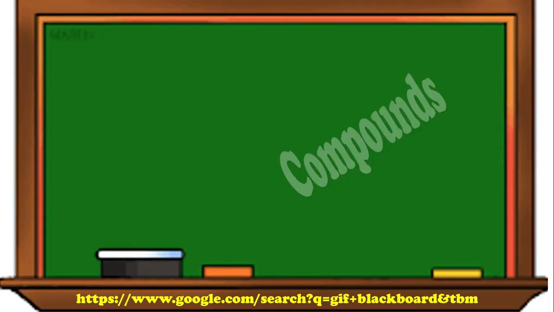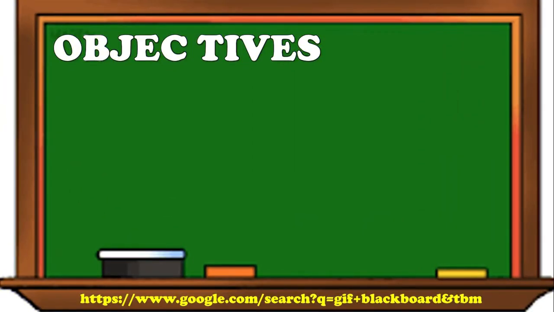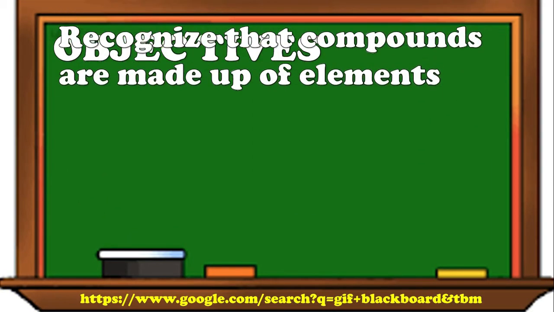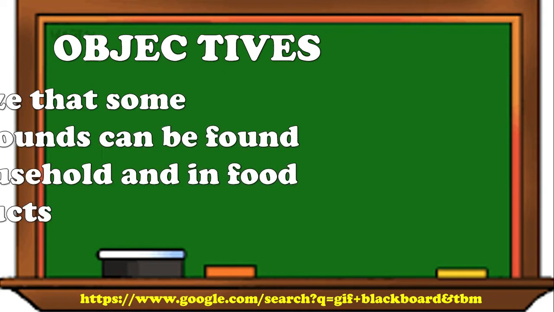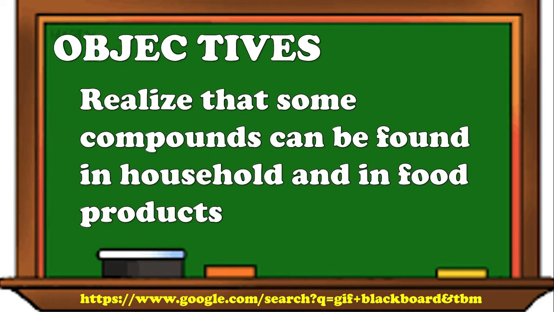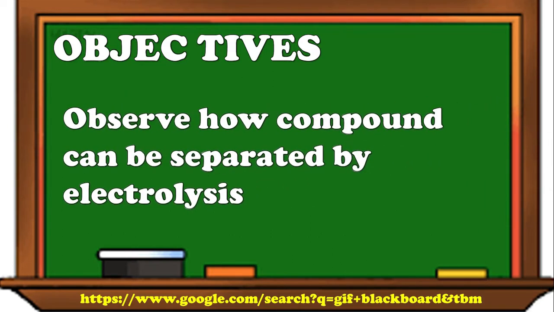In your previous lesson, you learned about elements. Today, let's talk about compounds. At the end of this lesson, you will be able to recognize that compounds are made up of elements, realize that some compounds can be found in household and in food products, and observe how compounds can be separated by electrolysis.